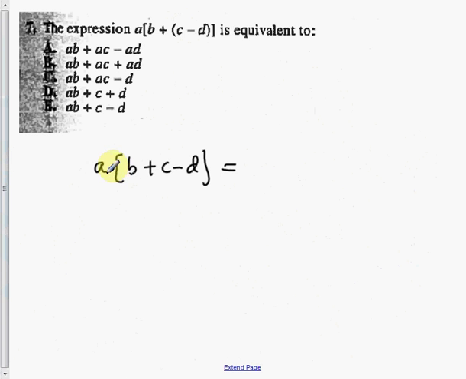Now we distribute this a through. We have ab plus ac minus ad. So we look for that, ab plus ac minus ad. That's that first one. Okay.